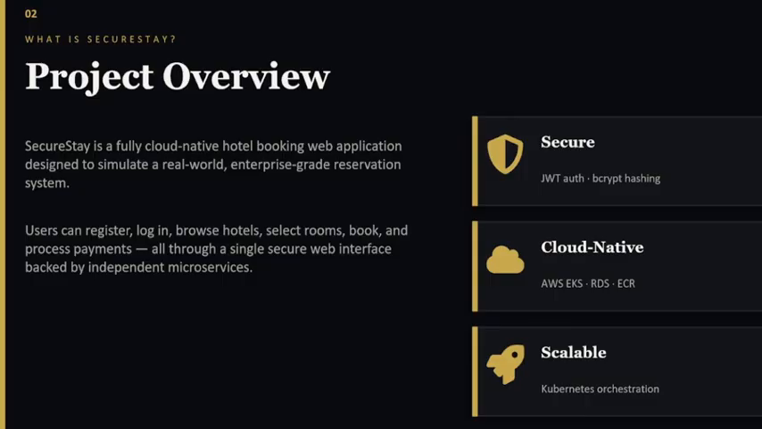This is the project overview. SecureStay is a web application where users can register, log in, search for hotels, pick a room, make a booking and pay, all in one place. What makes it interesting is that it's not built as one big application. It's broken into independent services, each with its own job, and it's designed to be secure, cloud native, and scalable.